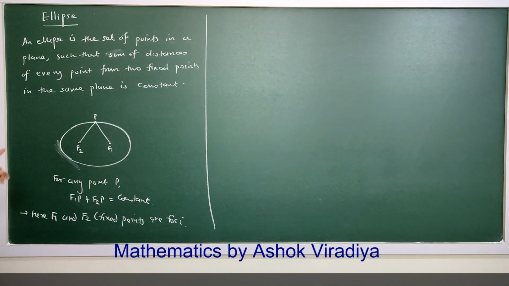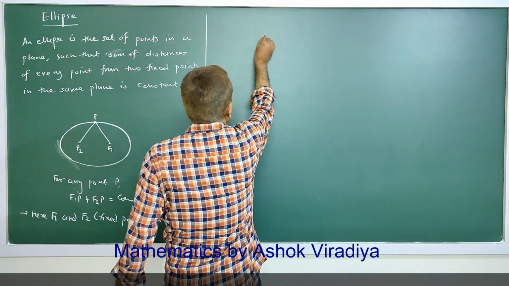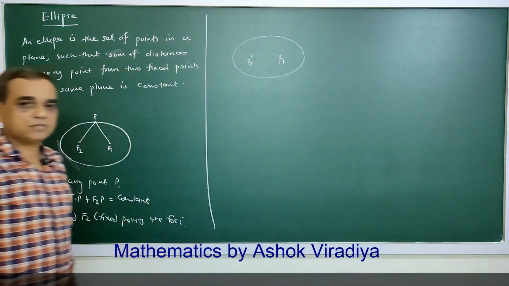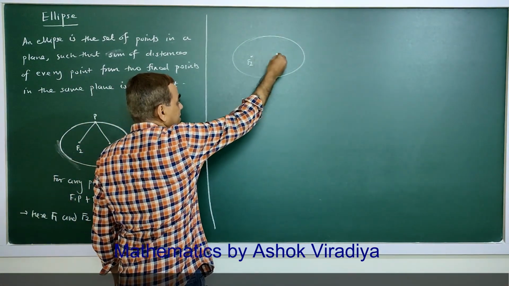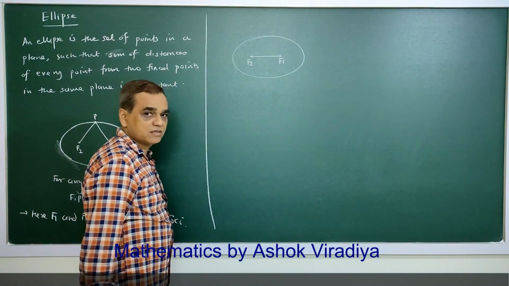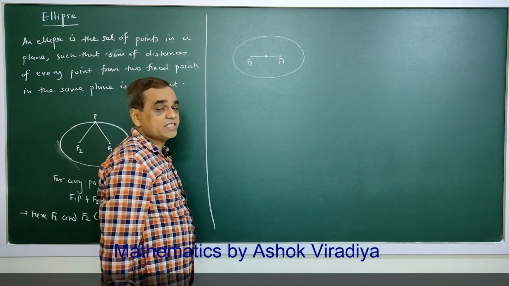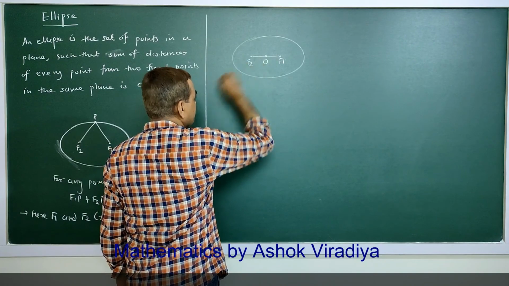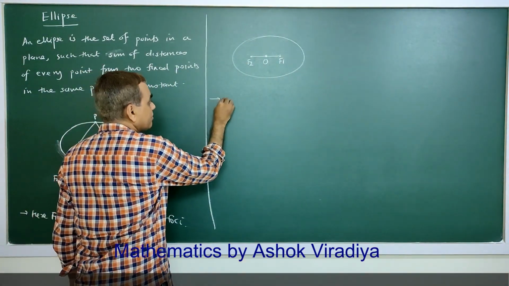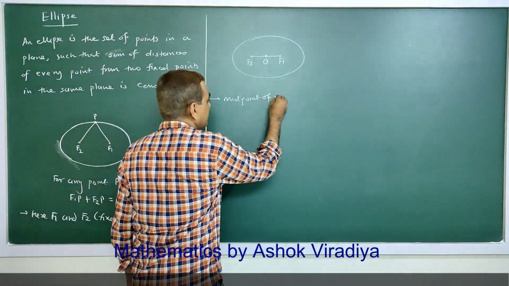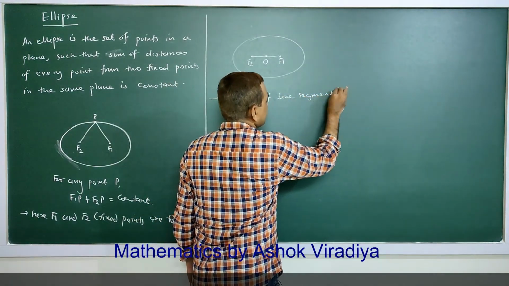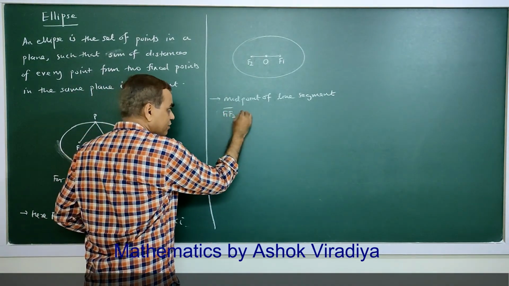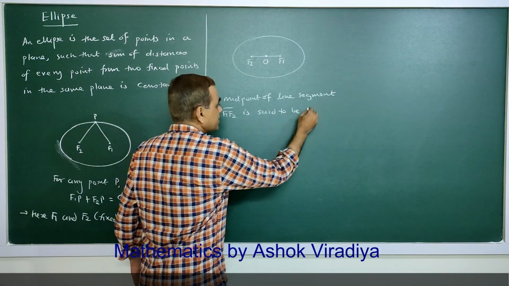Now, here in this ellipse, see, again I am taking this diagram. This is F1, this is F2. Joining these two points, we get a line segment. And the midpoint of this line segment is said to be the center of this ellipse. Let me denote the center by O. The midpoint of line segment F1F2 is said to be the center of the ellipse.